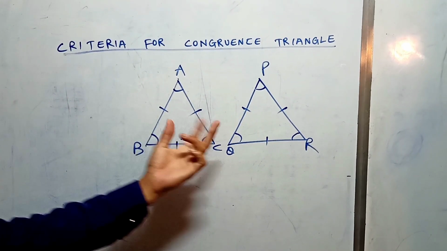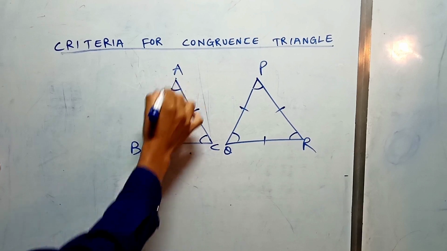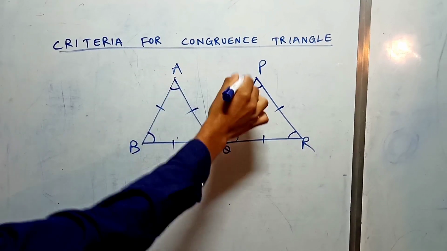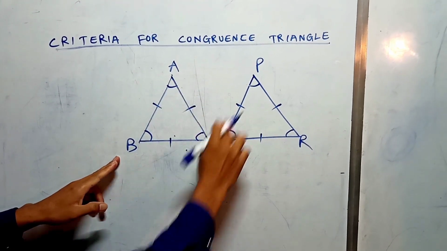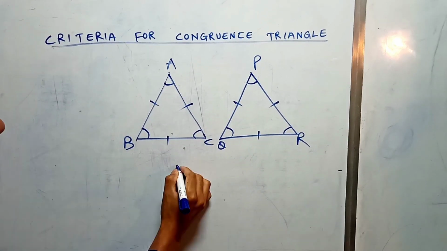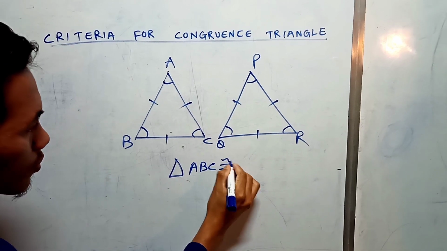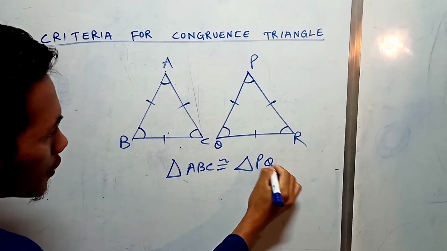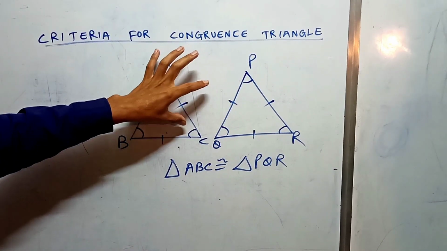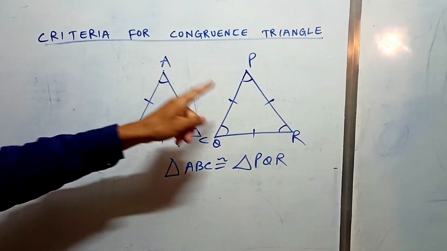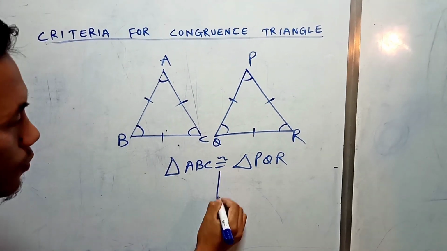Now when you are given two triangles, if all sides of ABC and PQR are equal, AB and PQ, BC and QR, AC and PR, and all the angles are equal, this triangle ABC is congruent to triangle PQR. All the sides of ABC and PQR are equal and all the angles are equal. You can say ABC is congruent to PQR. This is the symbol of congruence.